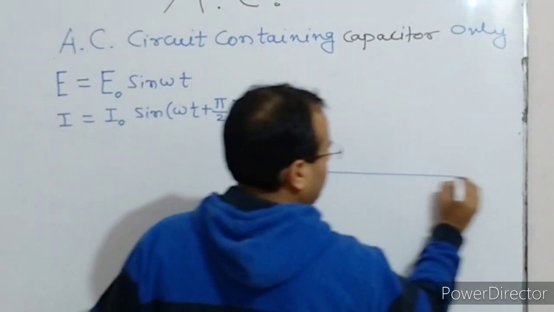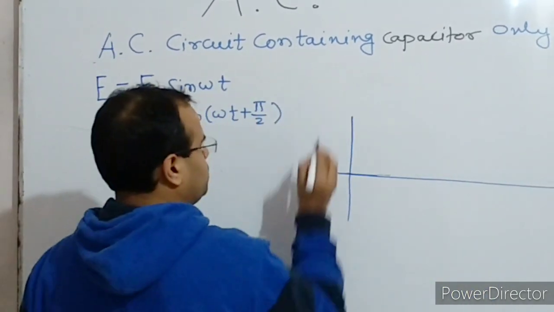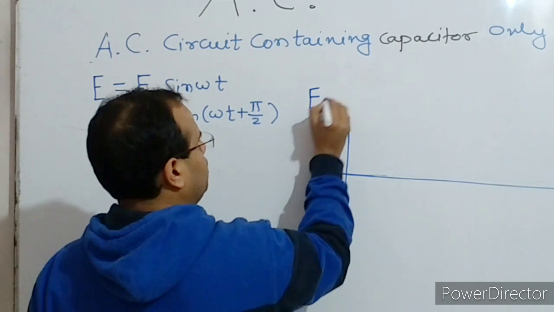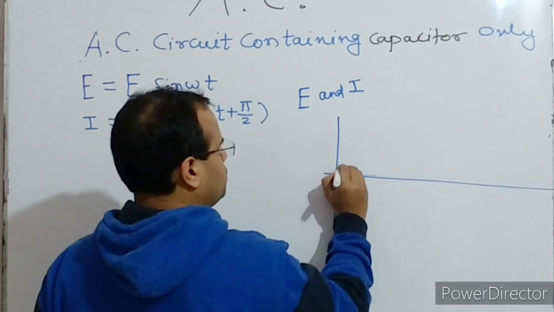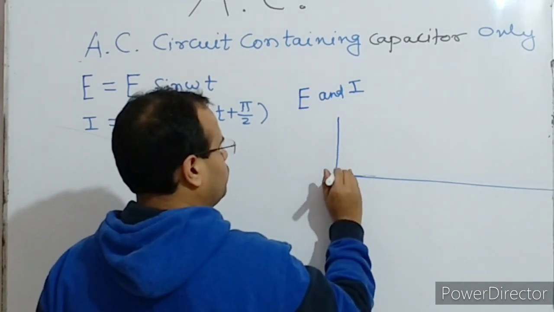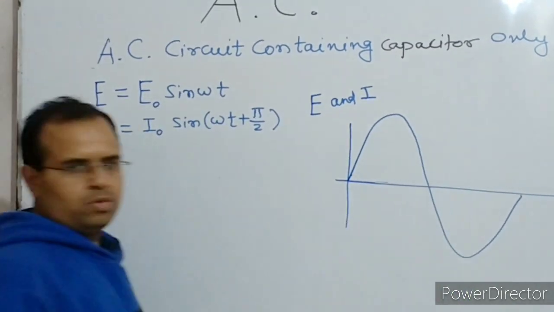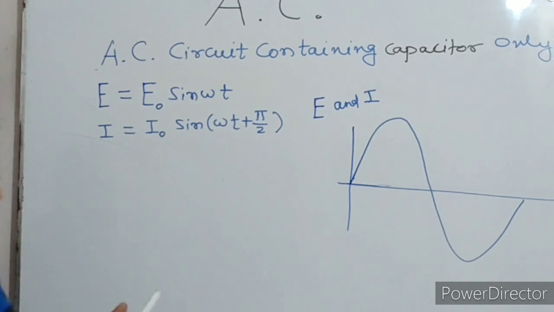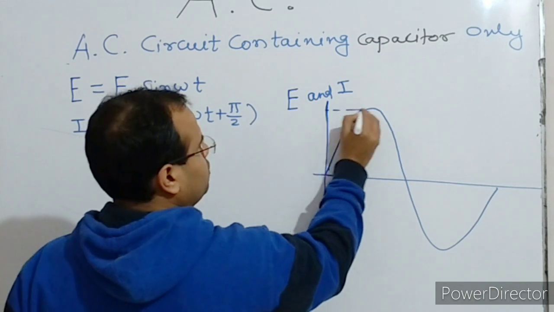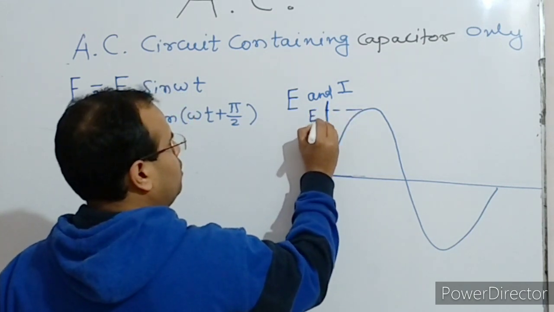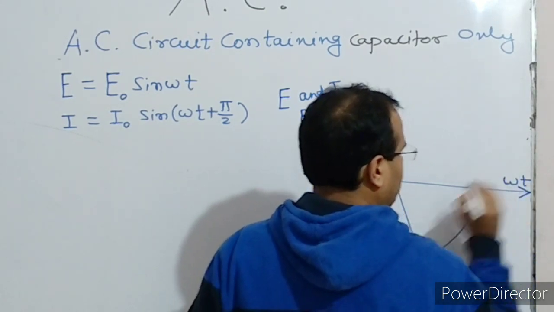As it is mentioned here, the current is leading the EMF, so let it be E. It is E and I, both we are plotting here. EMF is the simple one, it is the sine curve, so we will be plotting this first. E is like this. Okay, now this is the EMF, and you know that the maximum value of EMF is given by E naught, and on this axis we have omega t.